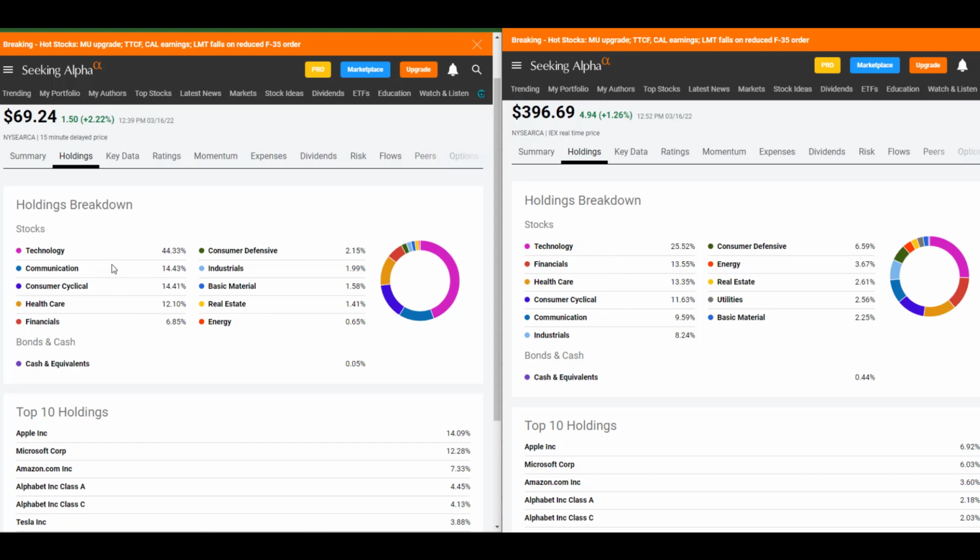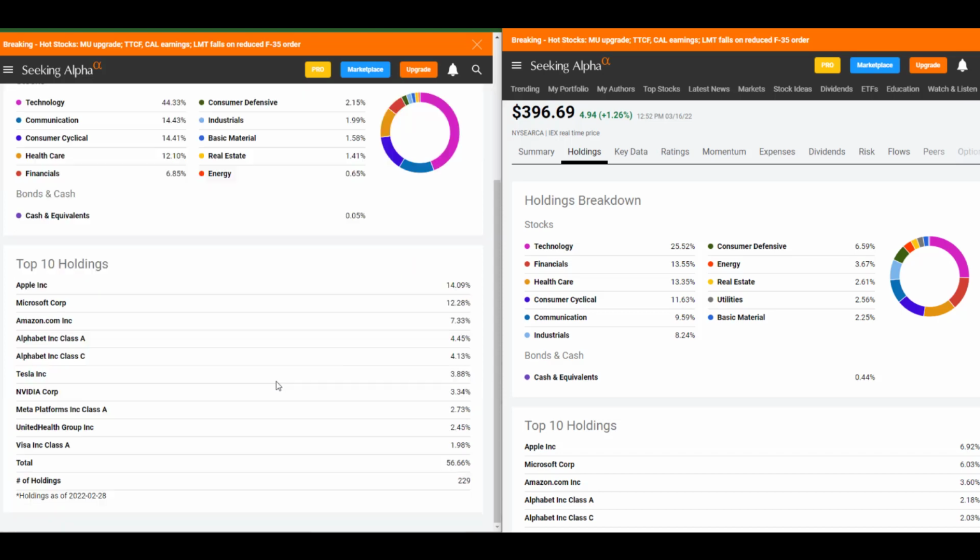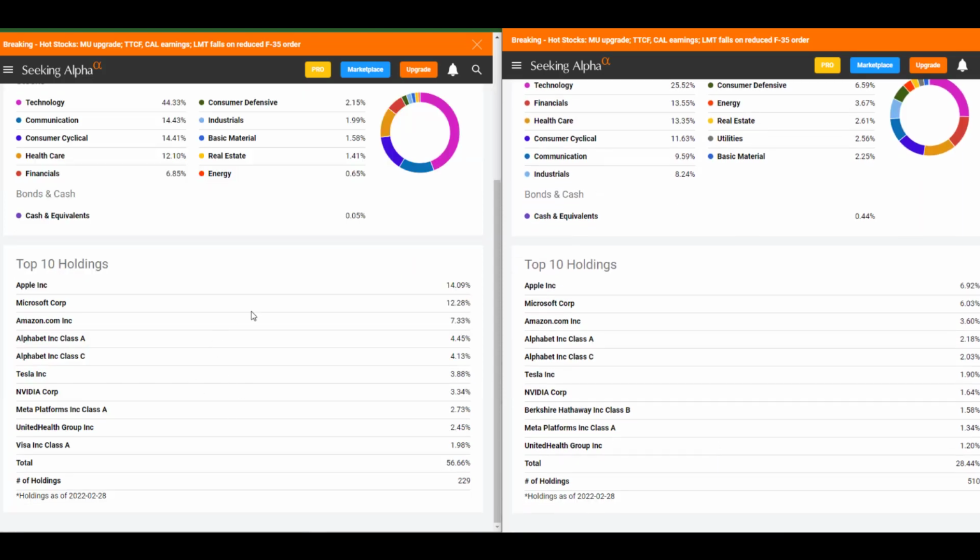The top three sectors over on SCHG are 44% in technology, 14% in communication, and 14% in consumer cyclical. Their top 10 holdings, with SCHG on the left and VOO on the right, you can see that Apple, Microsoft, Amazon, and Google are among the top five holdings in each. However, with SCHG, there is a higher weighted percentage for these tech stocks.